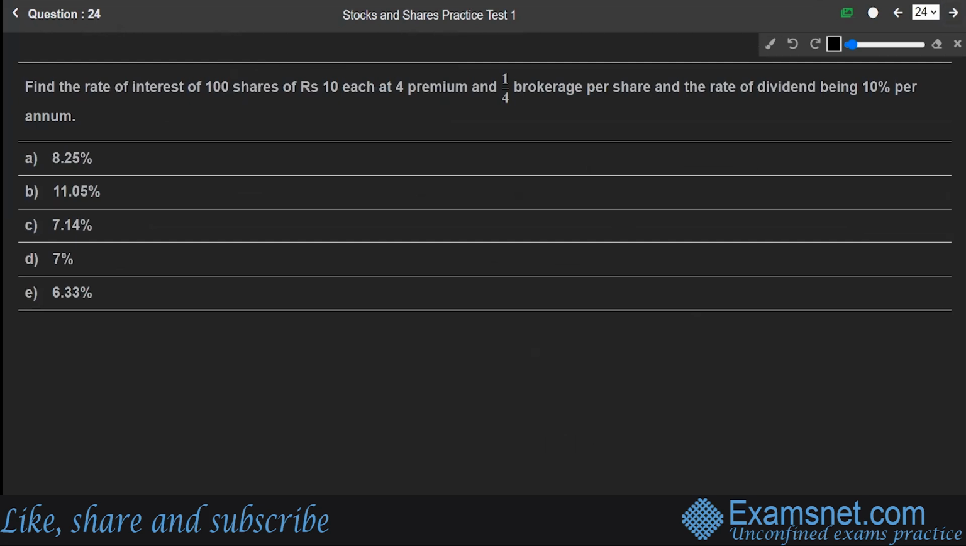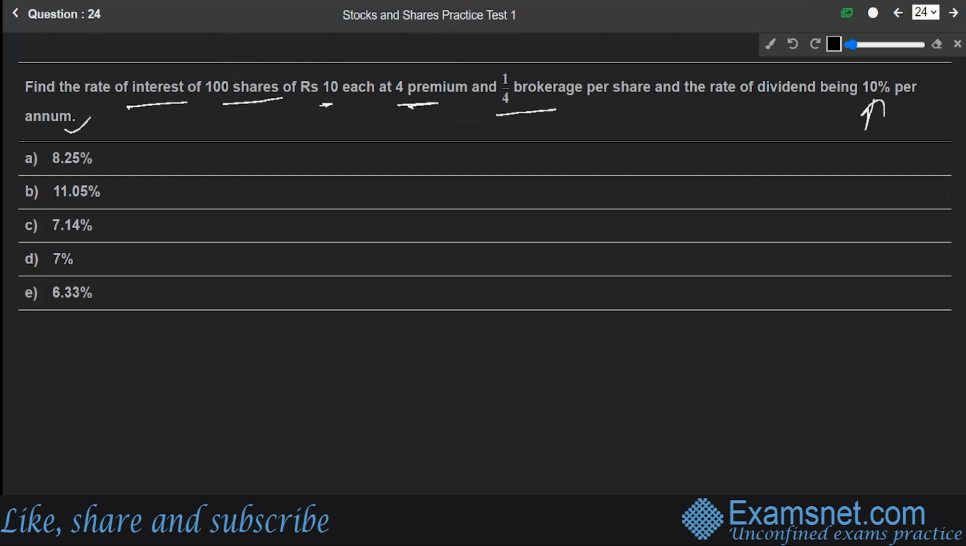Now, the question is: find the rate of interest of 100 shares of rupees 10 each at 4 premium and 1 by 4 brokerage per share, and the rate of dividend being 10% per annum. So all the data has been given. We have to just use a certain formula and then we can easily find out.